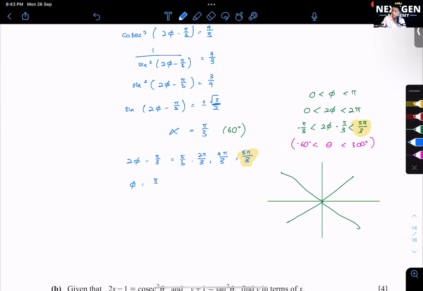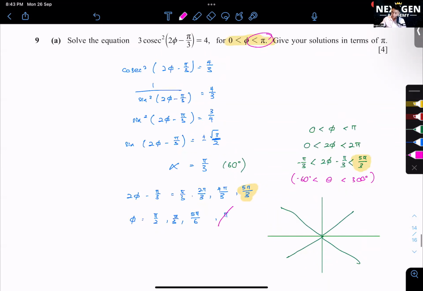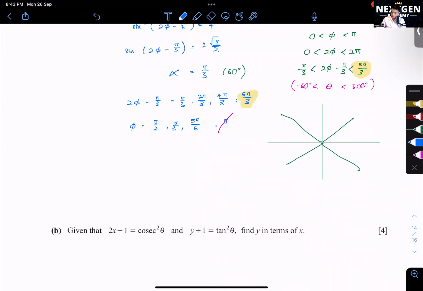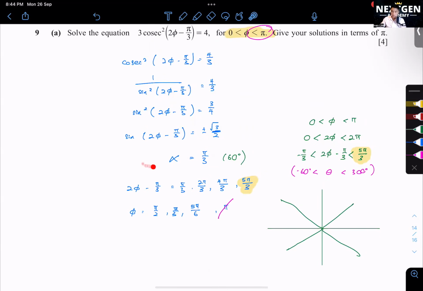Then you get pi over 2, pi over 3, then 5 pi over 6. This one you'll get is pi. You have to reject this value, because it's until less than pi only. If you put the extra value inside, you won't get your marks. You only get 3 marks. Clear on this? This is your trigo. Don't be scared, it's actually quite straightforward. It's still the same steps. Just remember if it's cosecant, secant, or cotangent, make it to sine, cos, or tangent first.